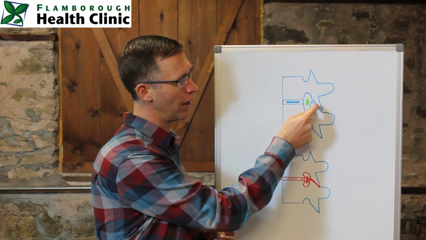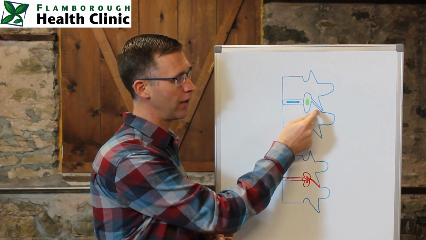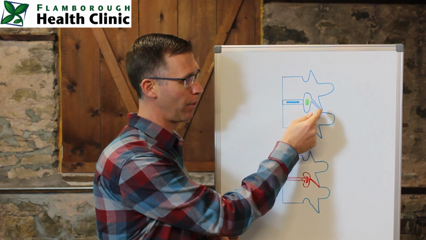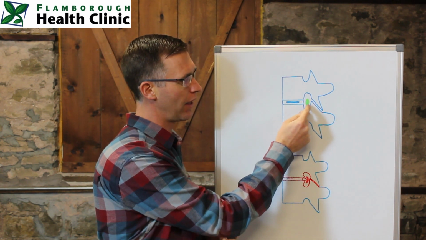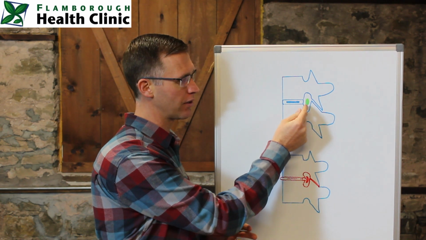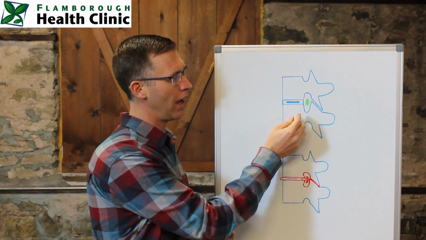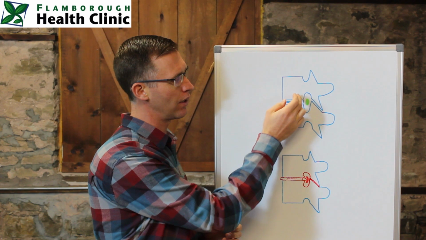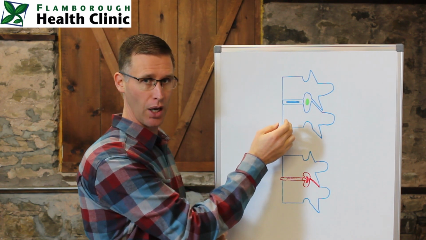There's a nice amount of joint space in the joints, or the facet joints, at the back of your spine, and the opening that your nerve passes through is unobstructed, nice and clear. There's lots of room for the nerve to come through. And you'll also notice that the two bones are stacked nicely on top of each other.